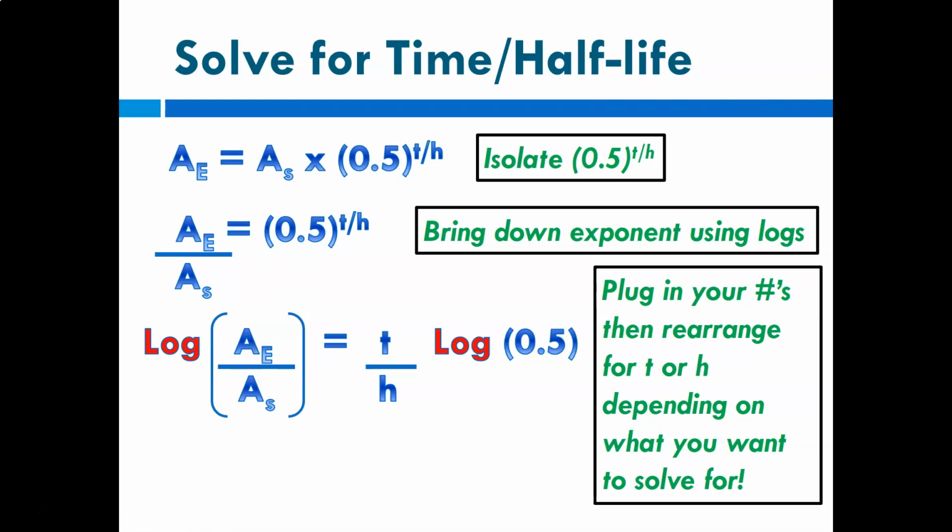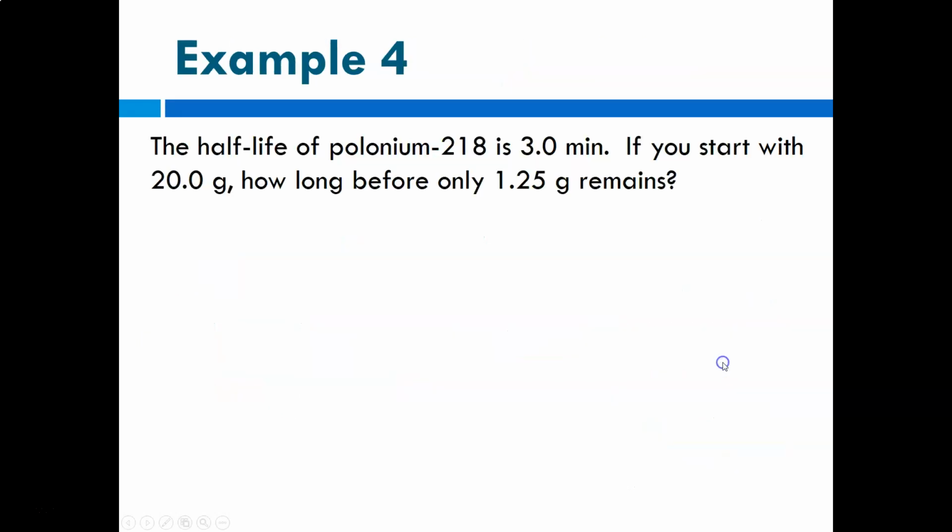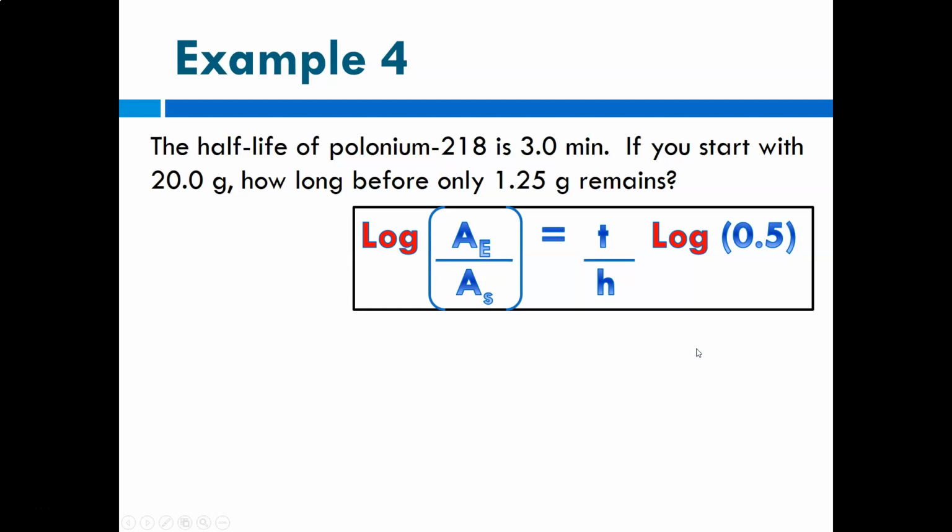Okay? Let's try a problem where we have to solve for an exponent. Let's use our logarithms. The half-life of polonium-218 is 3 minutes. If you start with 20 grams, how long before only 1.25 grams remains? You have your fancy little equation. You try to plug the numbers in, and you try to solve for T. You're trying to solve for the time that has gone by. Pause the video if you need time to do that.